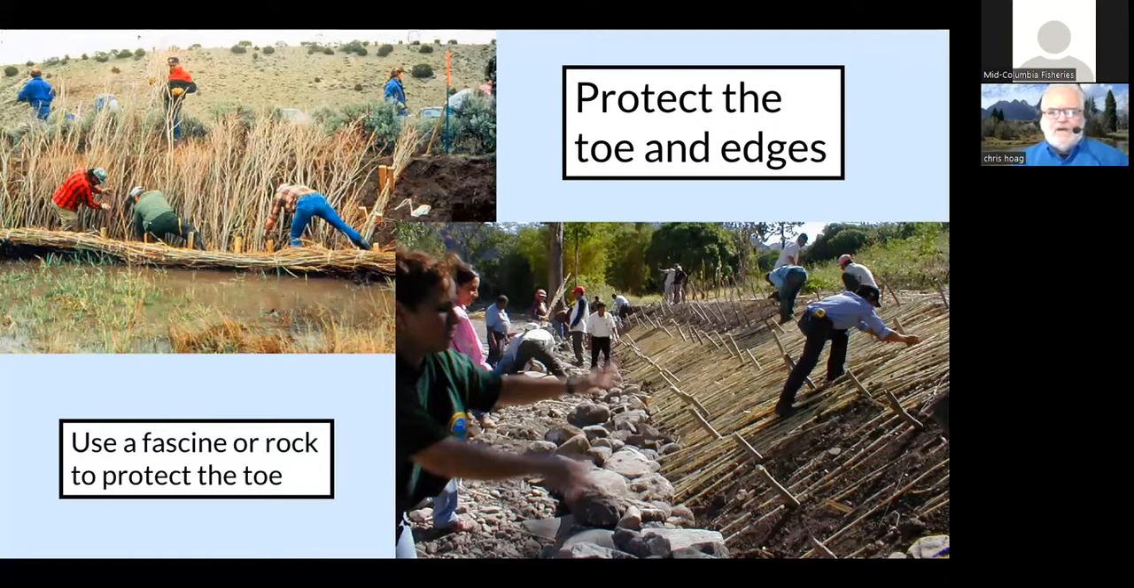So once they're laid, you're going to put that fascine over the top of the bottom of them, and that's going to protect the bases. Another way to do it is to use rock. That's the lower right. They used a little bit of rock on the bottom of it just to protect the base and keep it from eroding more.